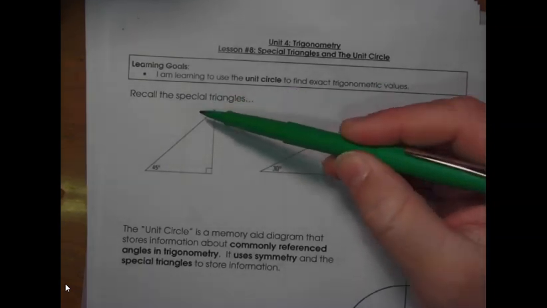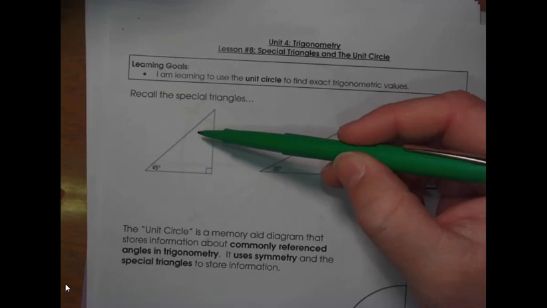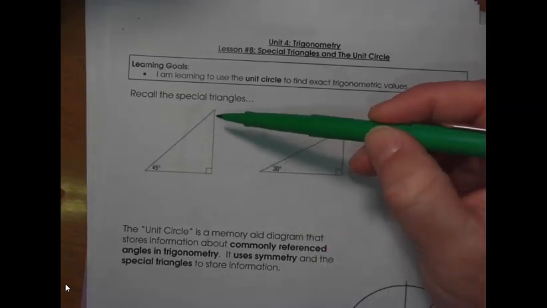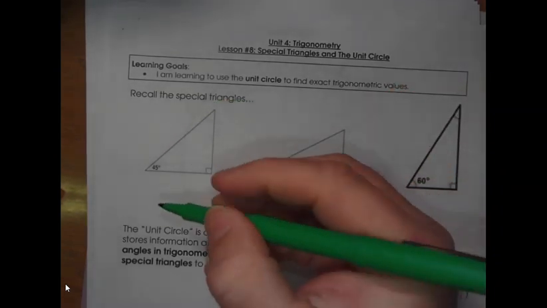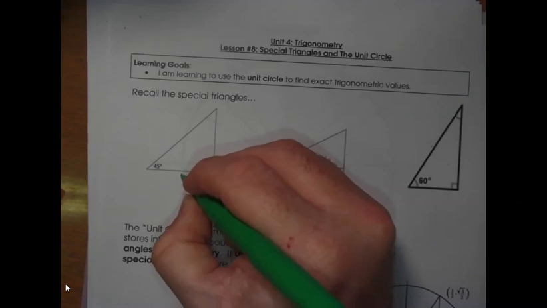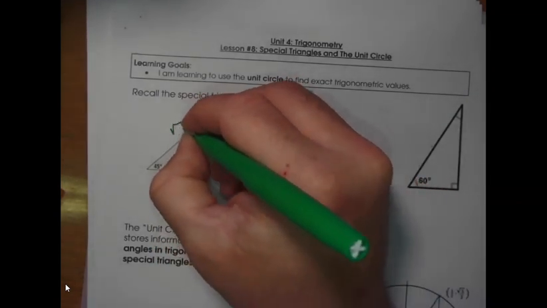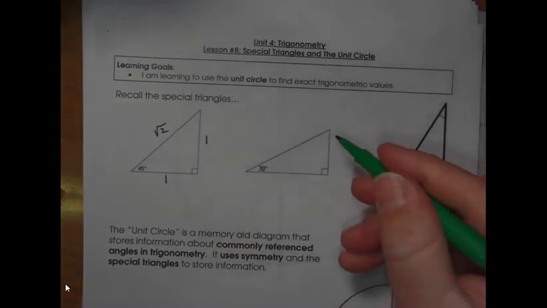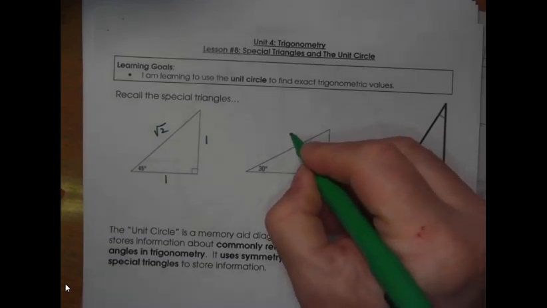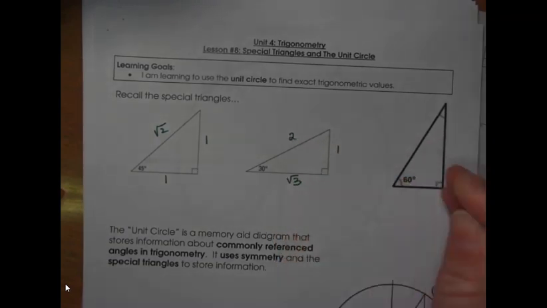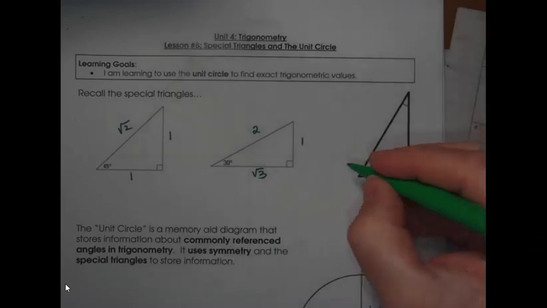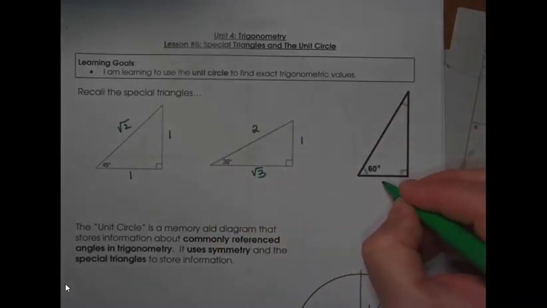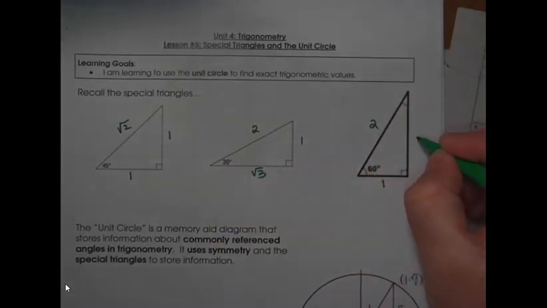From a previous lesson, we talked about our special triangles and how we build them. So we had this as 1, 1, and root 2. We built this up as 1, 2, root 3. And the 60-degree triangle is just a rotation of the 30. So this was 1, 2, and root 3.